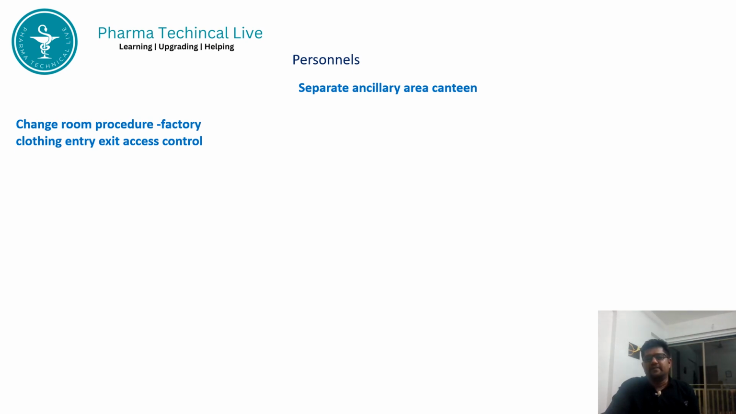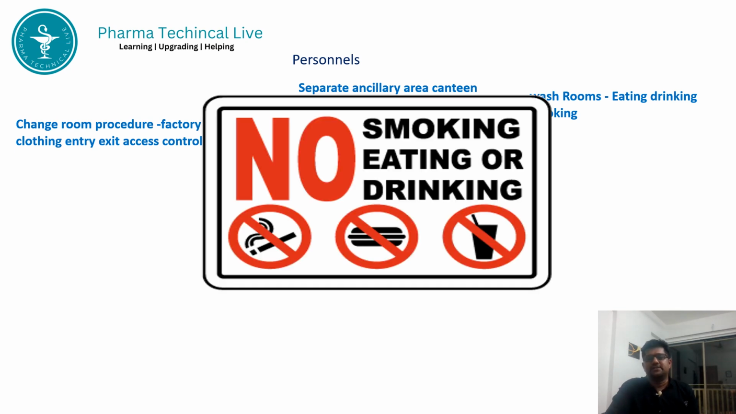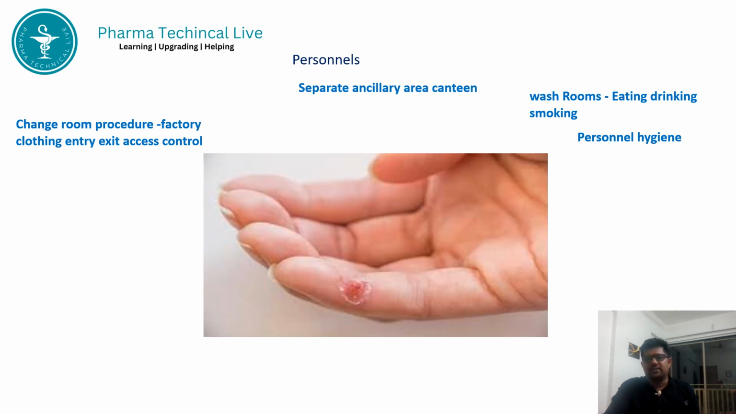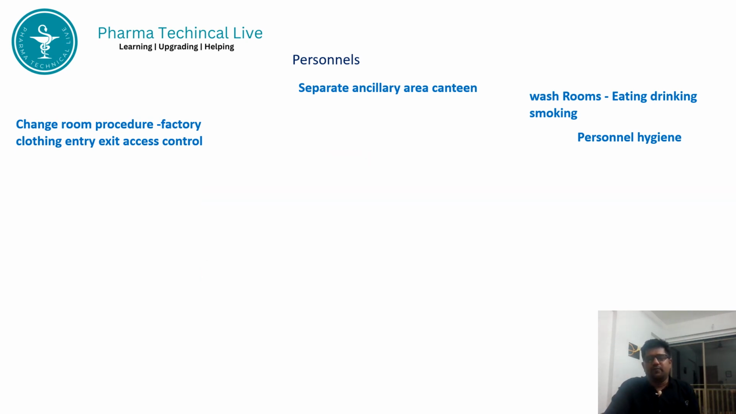Separate ancillary, clean area and canteen should be there. Washroom, eating, drinking and smoking are not permitted in the vicinity of the manufacturing area. We will see all of these signs. We have to follow it, then only safe product can be produced. Next, personal hygiene. We should observe utmost level of personal hygiene to give a defect-free product. If we work with illnesses, our chances of contaminating product are much higher.